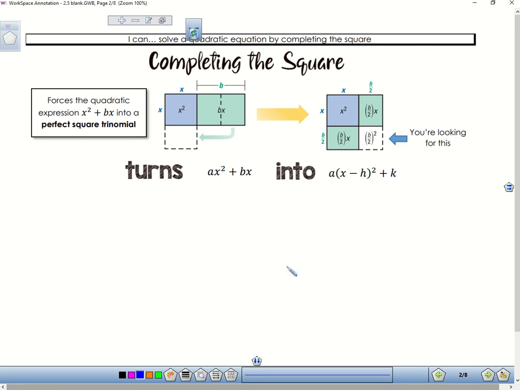So this is just a little bit of a visual graphic of what completing the square does. If we have a quadratic that doesn't have a c term, we take half of the b term, and then we square that, and that becomes our new c term.